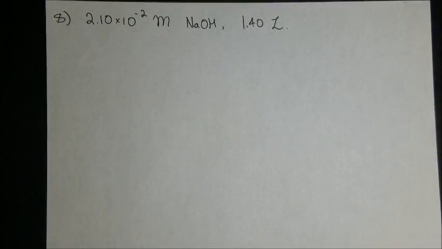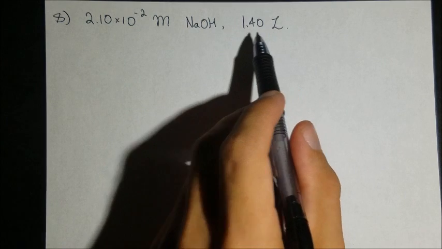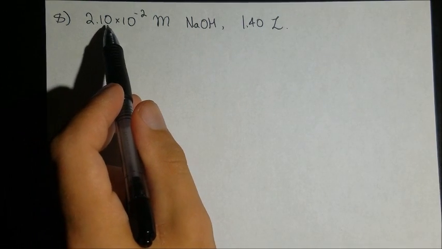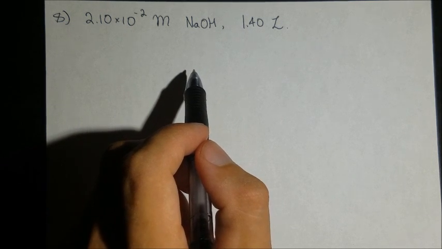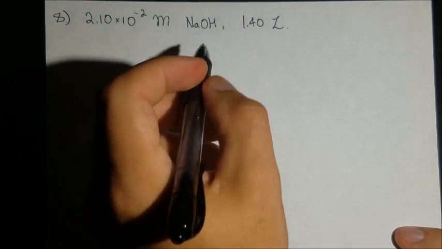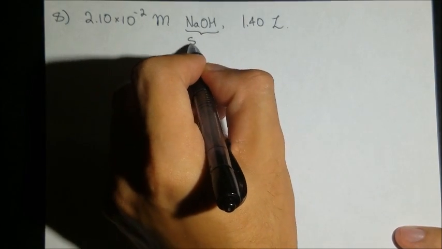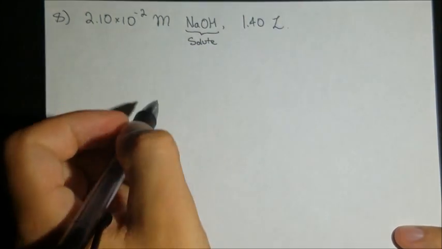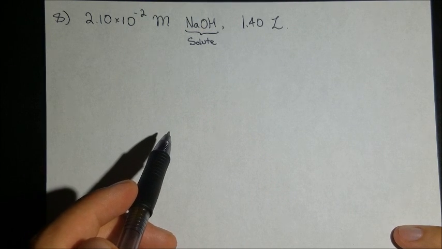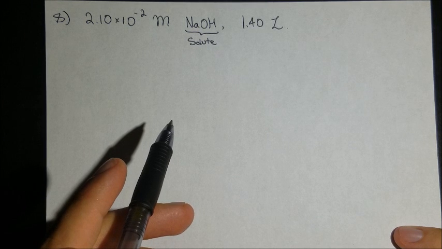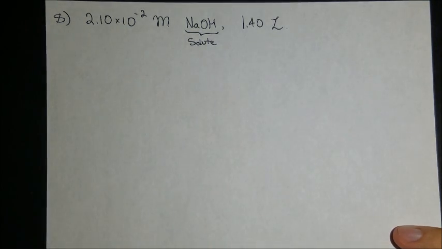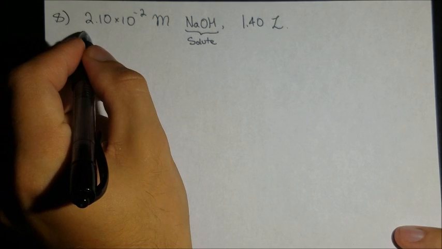Number 8 asks us to determine how many grams of solute do we need in order to prepare 1.4 liters of 2.1 times 10 to the negative second molar sodium hydroxide. So let's take a second and recognize that sodium hydroxide here is our solute. So when we're talking about the solute, we're just talking about the sodium hydroxide. And let's also kind of clean this up a little bit, because I get confused when I see scientific notation everywhere where I personally don't think it needs to be.